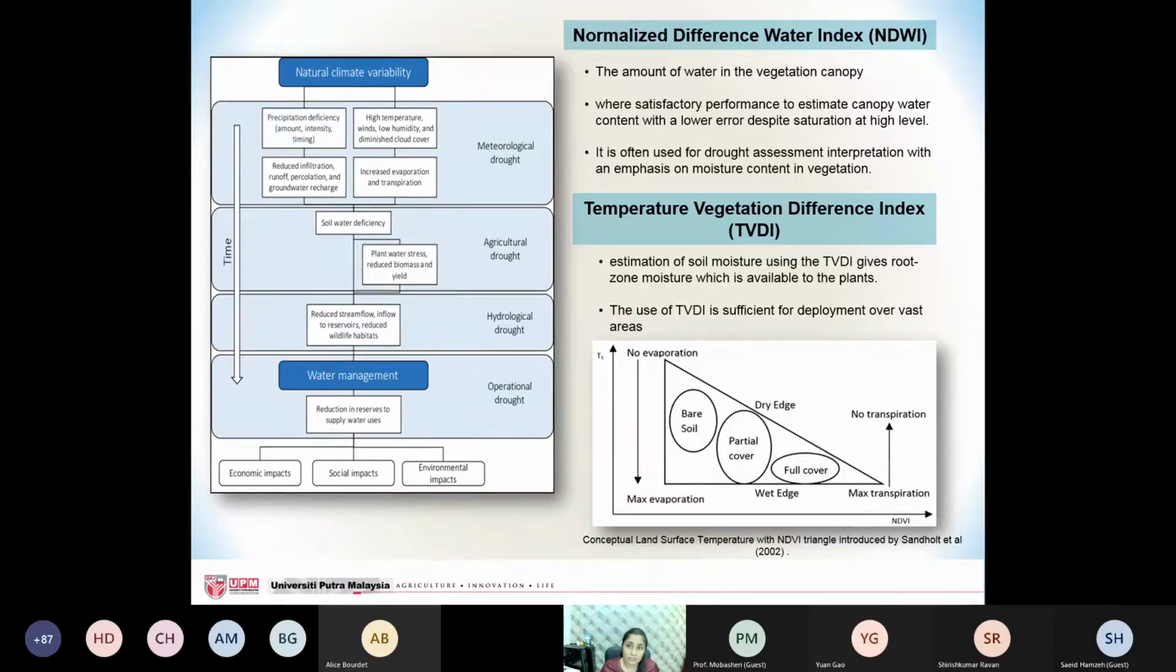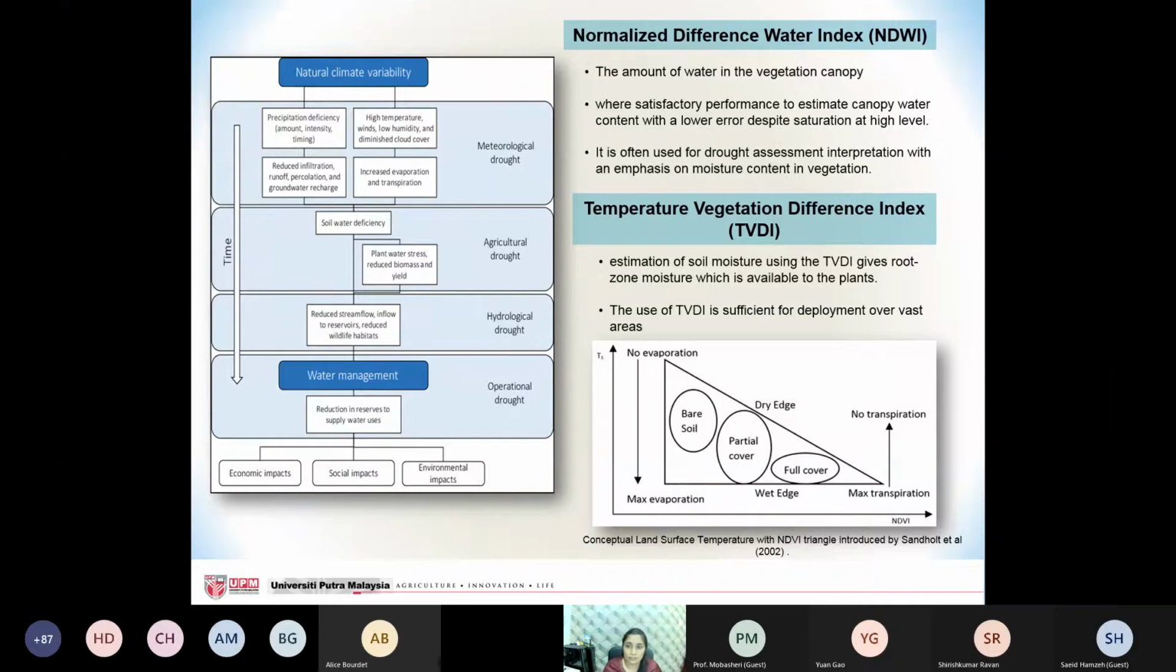For the normalized difference water index, we see the amount of water in the vegetation canopy. Yes, there are some errors in this index, but we can say that the performance of this index is good enough even when there is saturation at a higher level. That's according to the reference, and it's also used most frequently to assess drought, with emphasis on the moisture content of the vegetation.